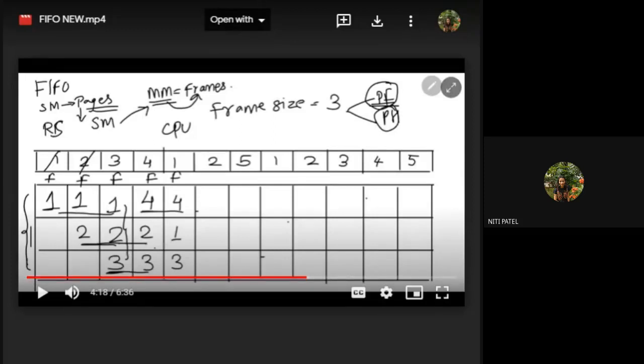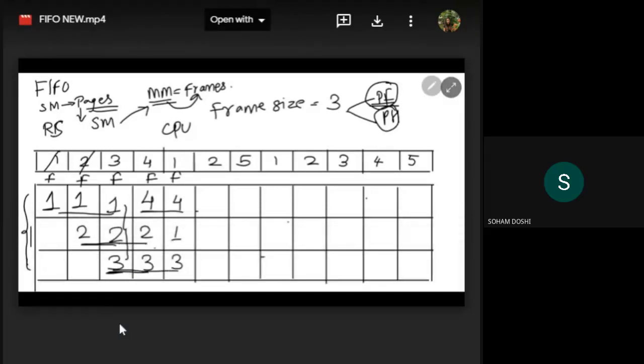So I count: 1 came 3 times, 2 came 2 times, and 3 came 1 time. So since the occurrence of 1 was more, I replaced 1 with 4, and since I loaded 4 fresh, I call it a page fault. Clear? Yes, ma'am.